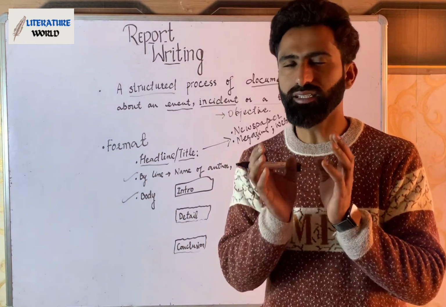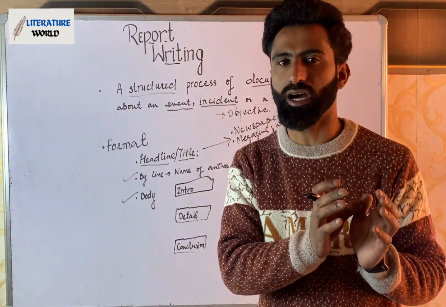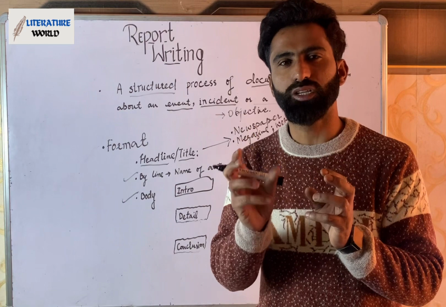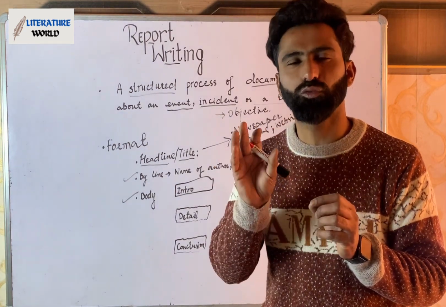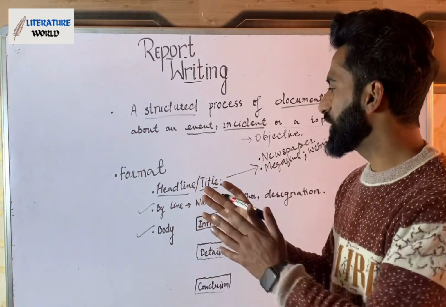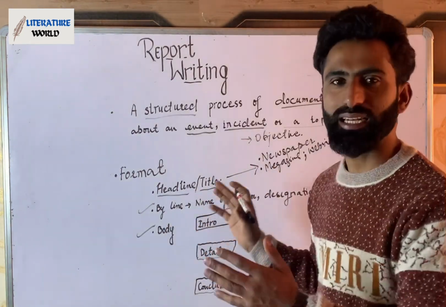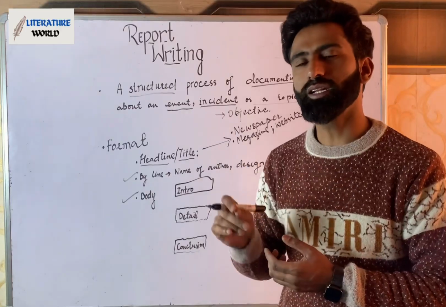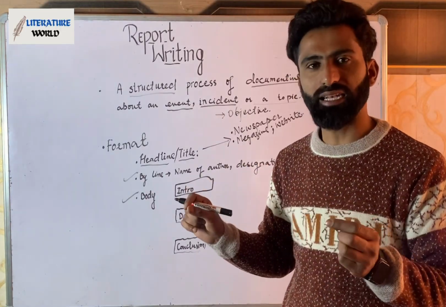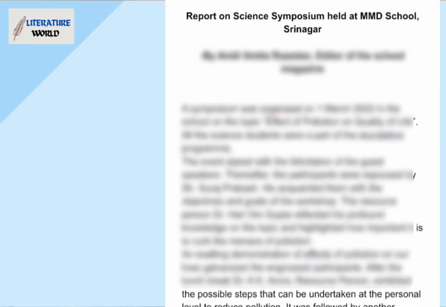So it is a little bit different from the headline of an article. In an article you just write the heading in few words, 1 to 4 words, but in report writing you can have the entire line for it and you can have the byline for it. So for report writing you can have an entire line. I'll be giving you some examples. You are seeing it here. So you can see the title or headline on the top of it.